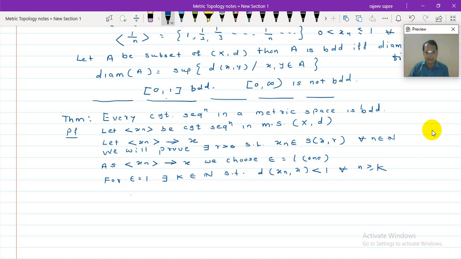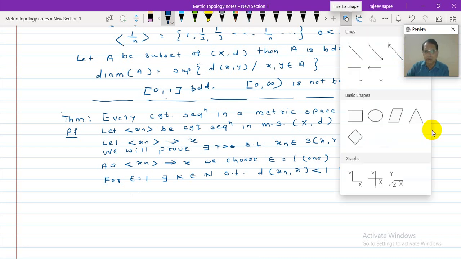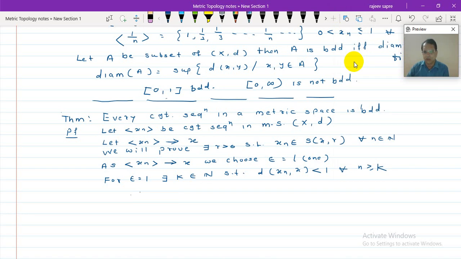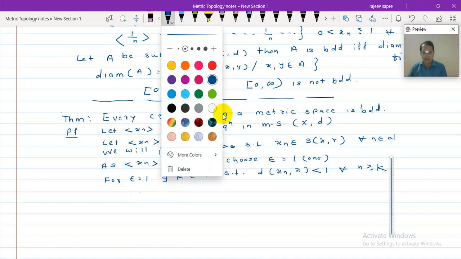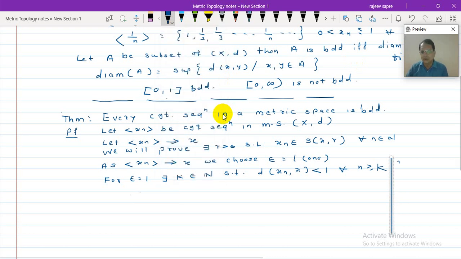What do you mean by this statement? Suppose my sequence has the terms, I will write it here. This is just an explanation of what I want to say. What do you mean by all this? Your d(xn, x) is less than epsilon, less than 1 for all n greater than or equal to k. The terms of the sequence are x1, x2, etc. Somewhere it will be xk and so on. This is your sequence xn. Now what we are saying is that the distance between xn and x is less than 1 for all n greater than or equal to k.